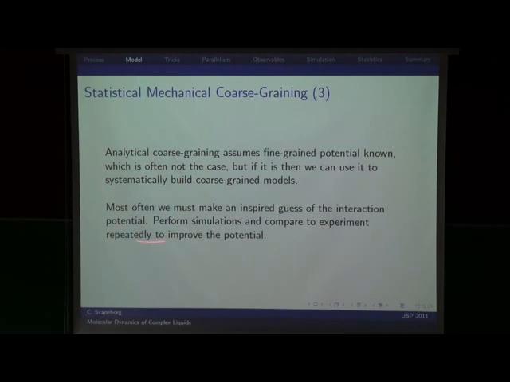But most of the time we do not know this fine-grained potential. So we need to make an inspired guess of what the exact potential is, perform simulations, compare to experiments, and go back if we get the wrong result. So this is trial and error. In most cases, it's trial and error.